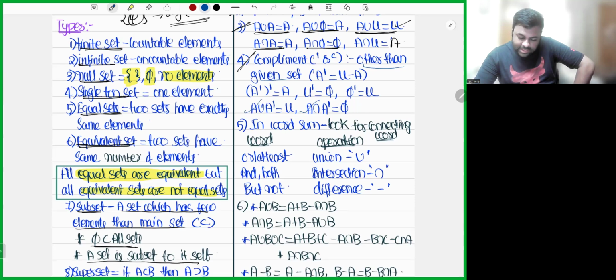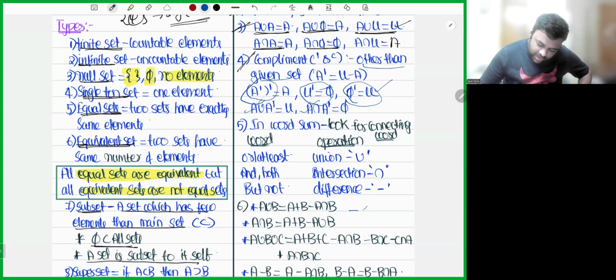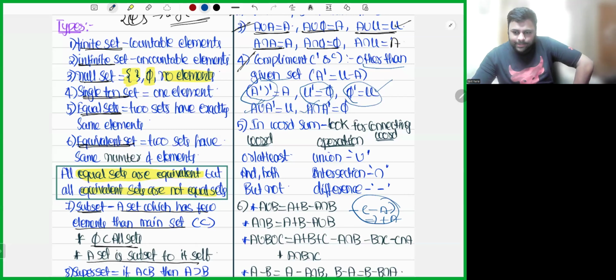Sir, what about universal set complement? Universal set complement means universal set minus universal set, 0. What about null set complement? Universal set minus null set, which is again universal set. A complement, whole complement will be like minus of minus A. What is minus of minus A? That's A. The same way A complement, whole complement will be A.